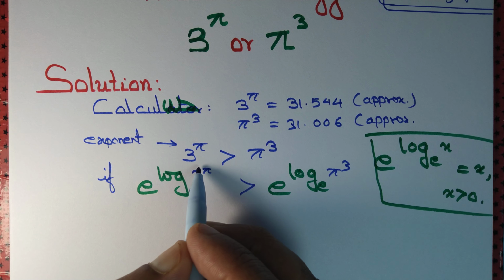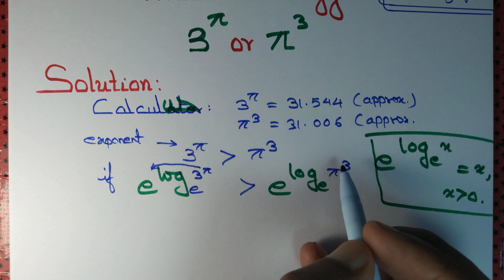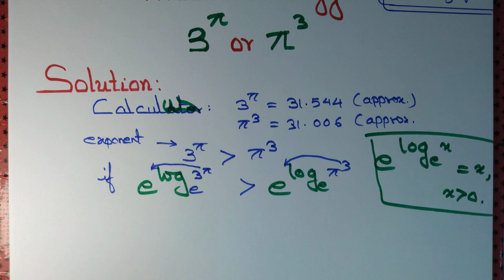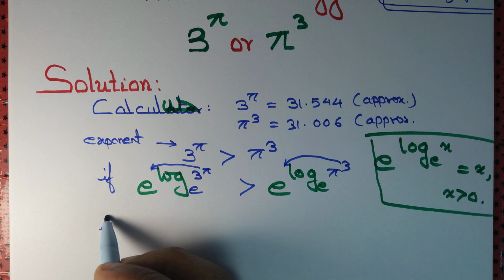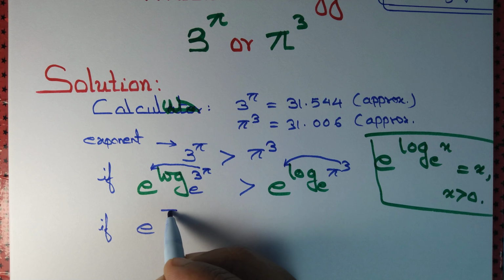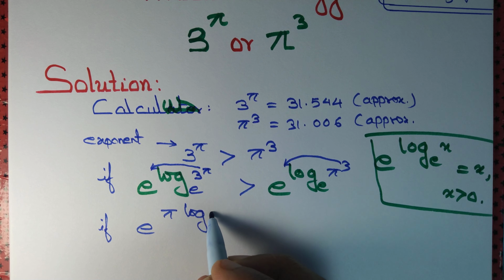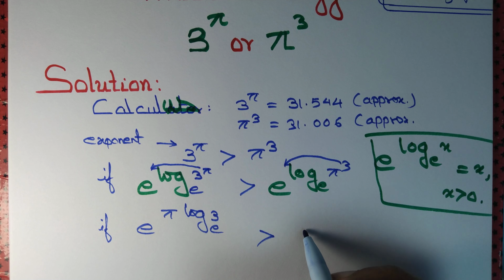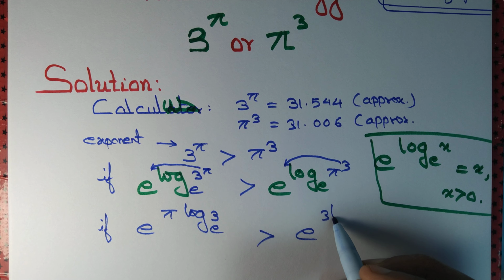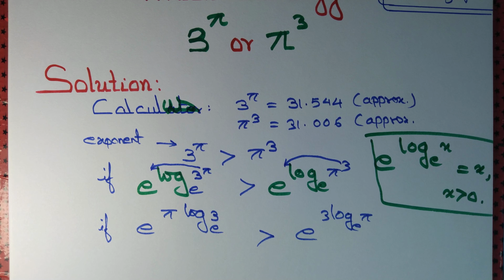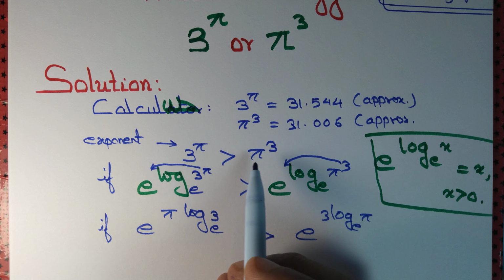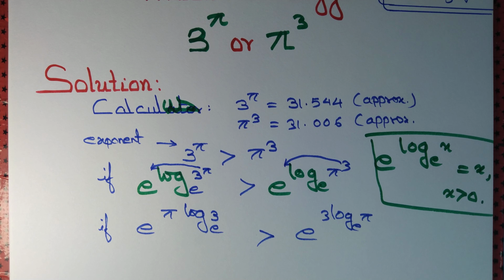Now log has a property that powers can be taken out of the logarithm. So this is true if e to the power pi times log of 3 is greater than e to the power 3 times log of pi. Now you see that we got the same base, so we have an exponential inequality. If we get the same base, our work is easier. So we are on track.